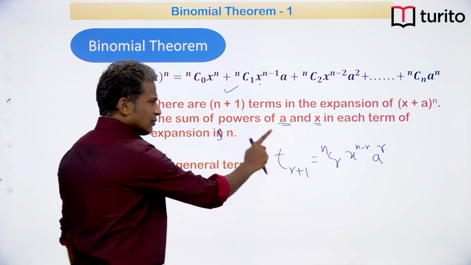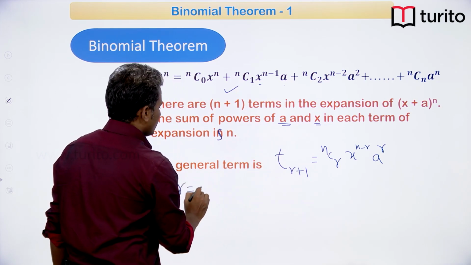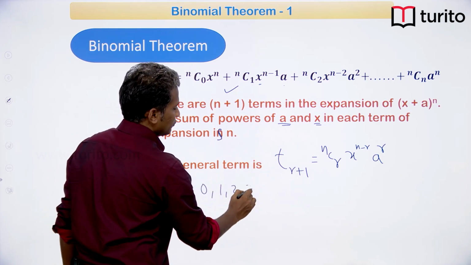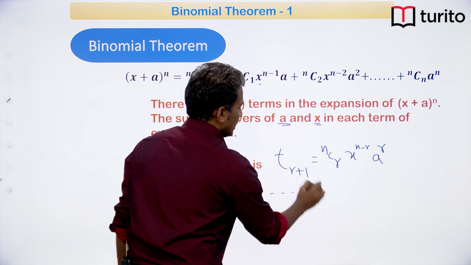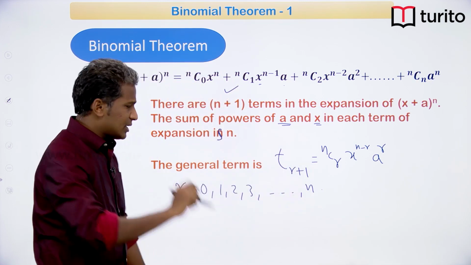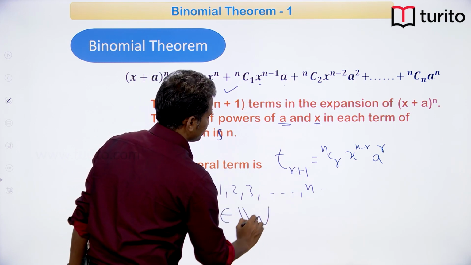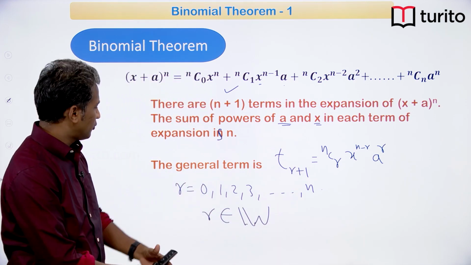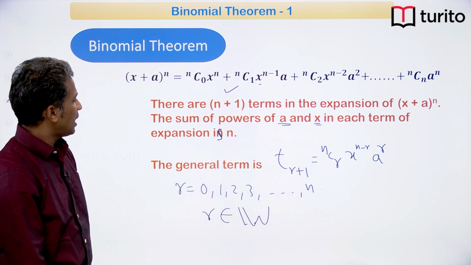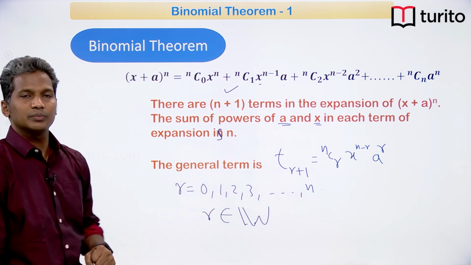Now, when it comes to the values of r here, r must be varying from 0, 1, 2, 3 and so on till n, and r must belong to the set of all whole numbers, okay. r must belong to the set of all whole numbers.